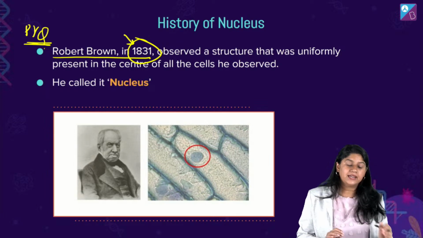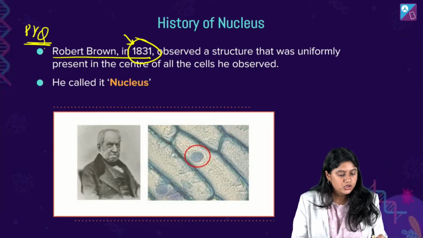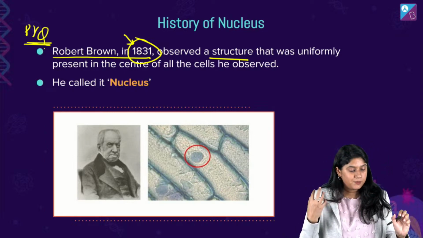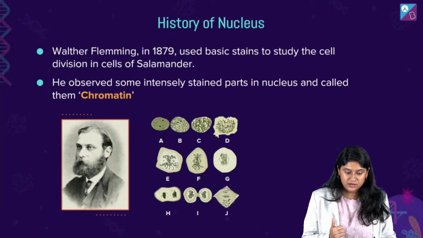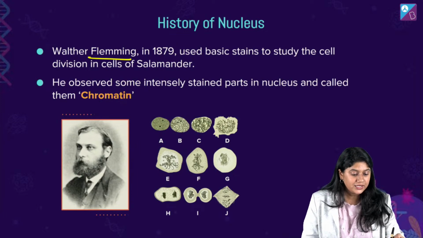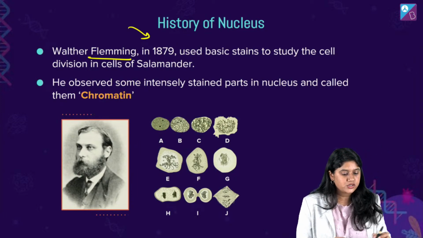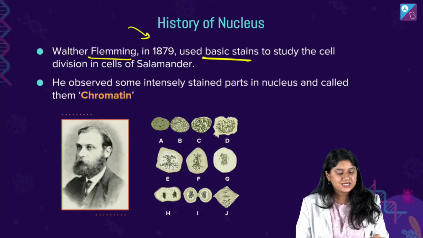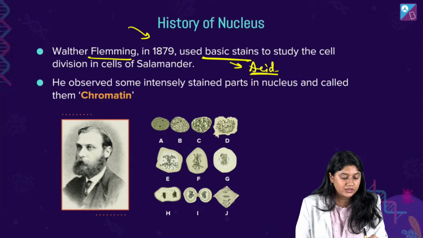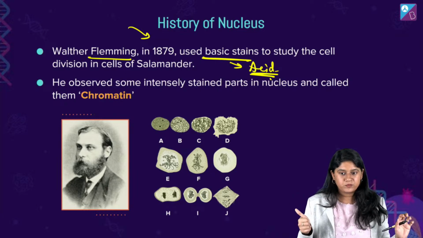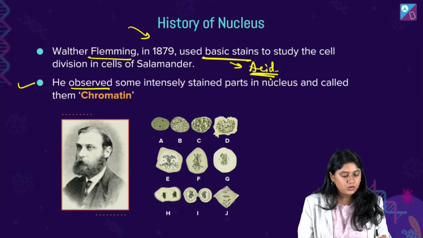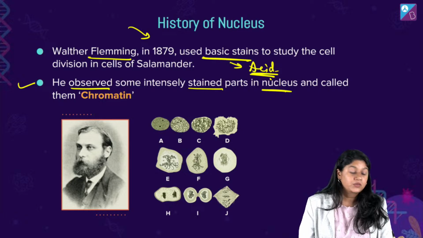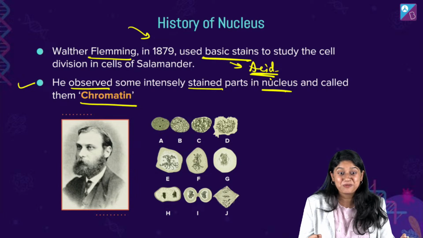So Robert Brown, in the year 1831, observed the structure which is uniformly present in the center, and we call it the nucleus. So this we will remember. Second, we have Fleming, in the year 1879. He used a basic stain, and it became clear that the DNA, the genetic material inside, is acidic. Clear? And he observed that some part of the nucleus got stained, and he called that chromatin. This is how we got the name chromatin.